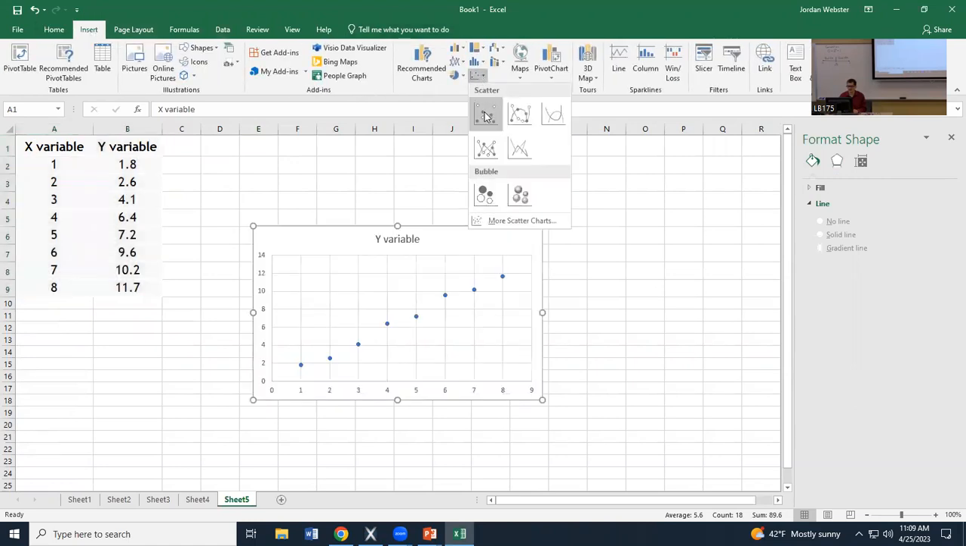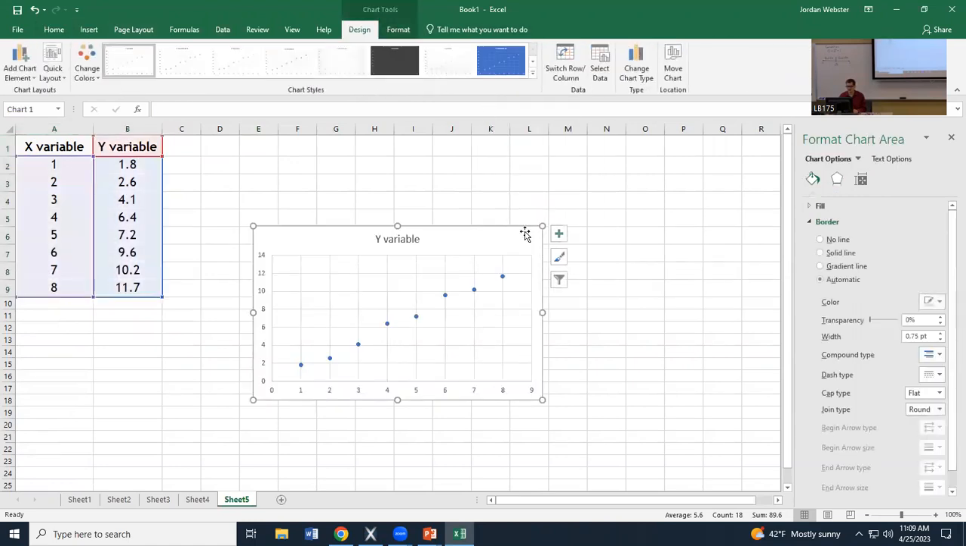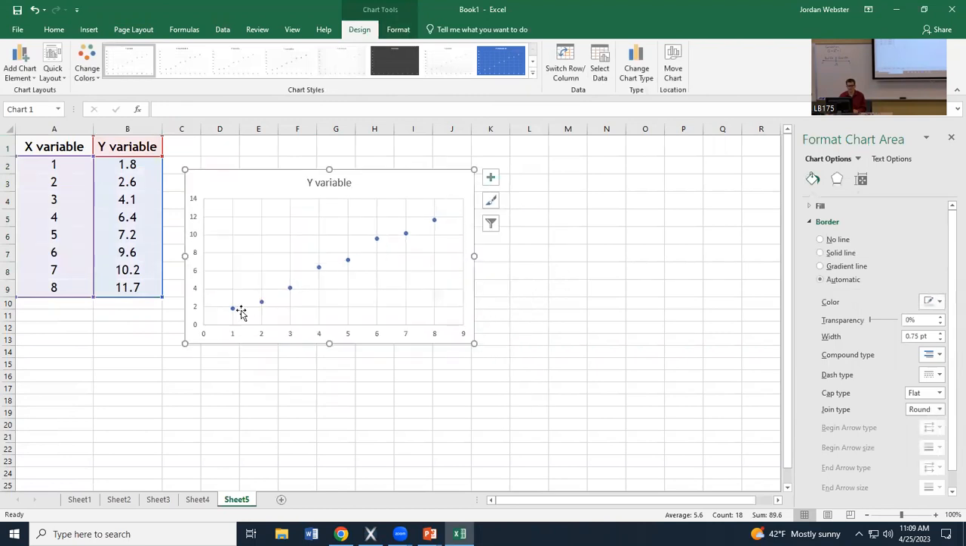Insert scatter plot. What do you think that looks like? Well, is there an increase over time in the rate of change? That looks about the same steady rate of change all the time, doesn't it? Kind of going up the whole time. So I would say that's probably a linear.